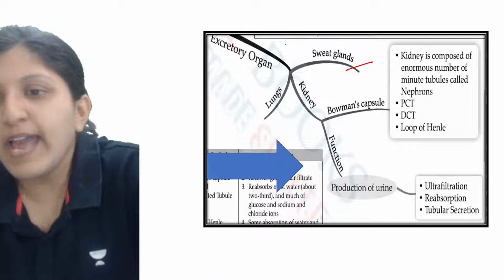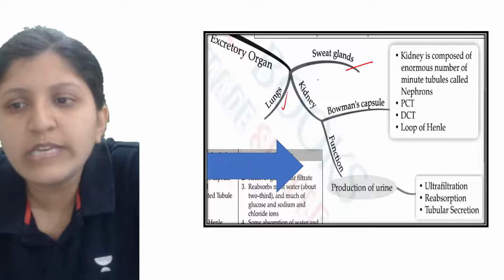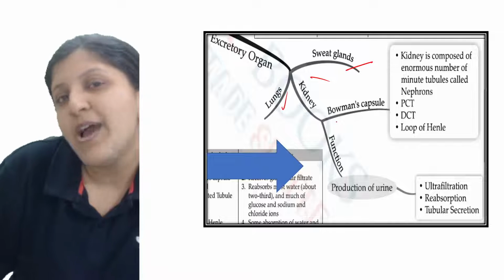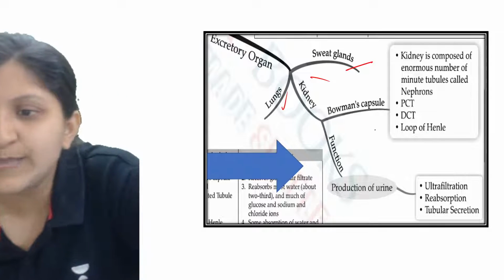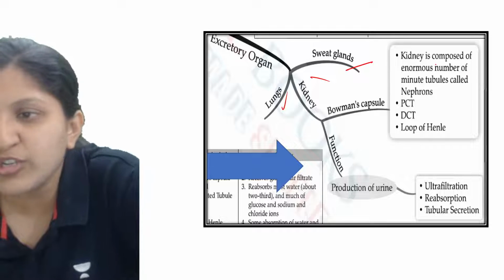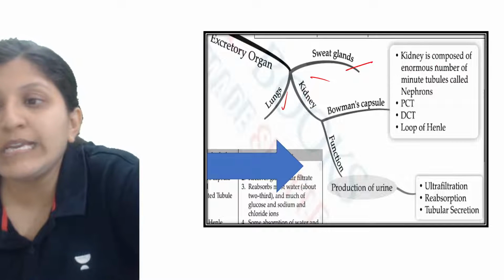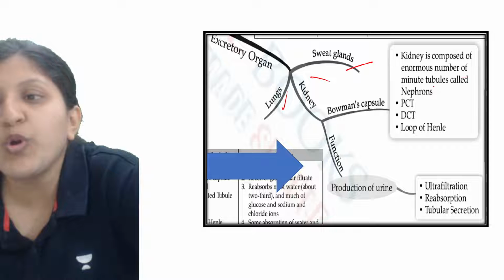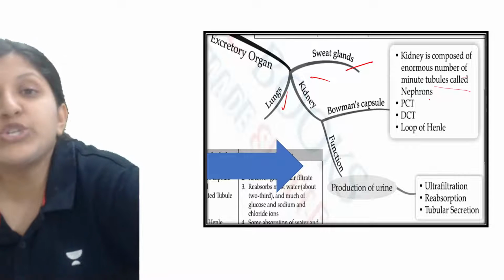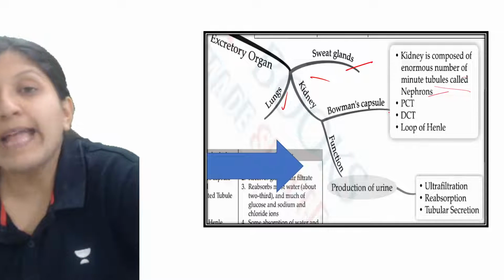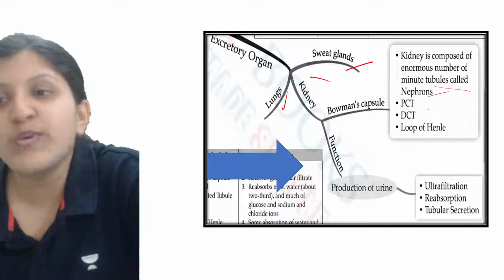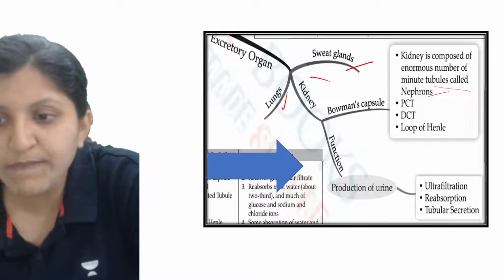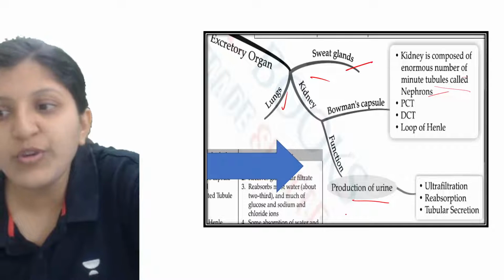And other than that, the lungs and the kidney. We'll study the structure of the kidney; I'll just draw it and explain. There is Bowman's capsule and its function is mentioned here. The kidney has an enormous number of minute tubules which we call nephrons, and the nephrons are arranged in the cortex region as well as the medulla region. Then there is production of urine.